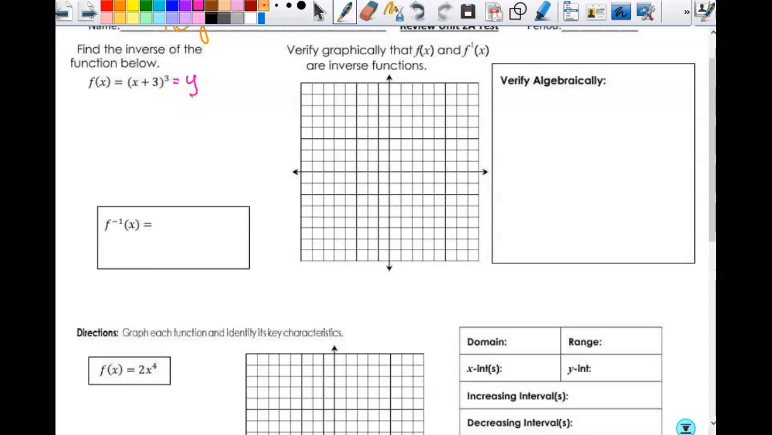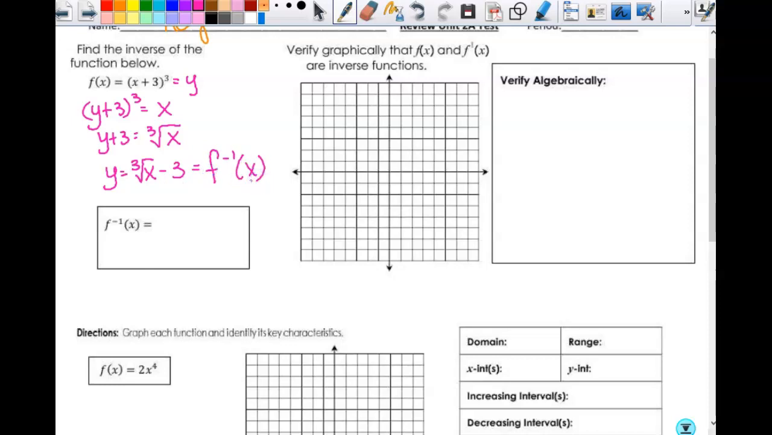So I'm going to set this equal to y. Then this is going to give me y plus 3 cubed equals x. Then I solve for y. So I need to take the cube root of both sides. So I get y plus 3 equals the cube root of x. Then I'm going to subtract 3. So y equals the cube root of x minus 3. And that is your f inverse of x.